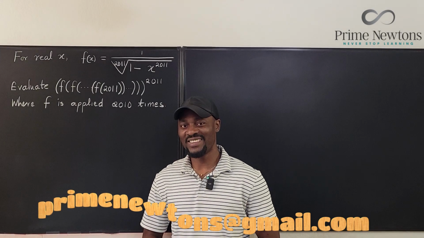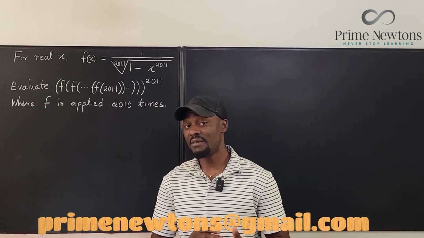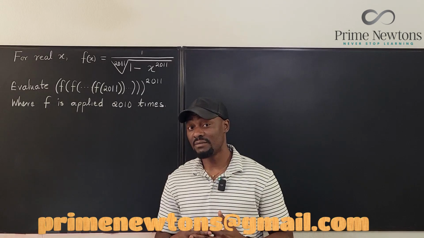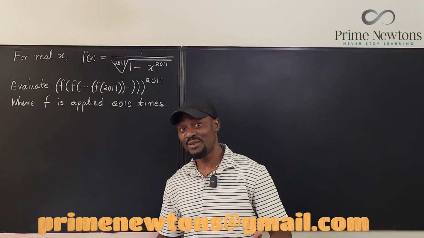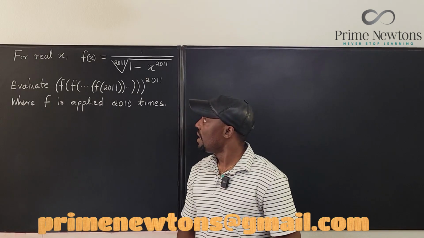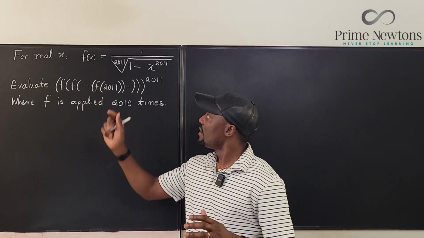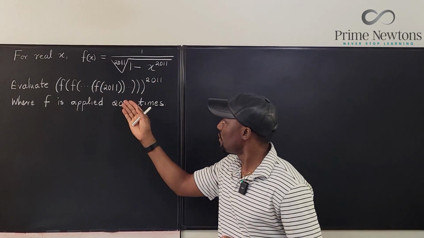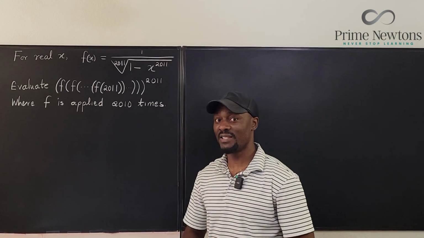Welcome to another video. This problem is from the Harvard MIT Mathematical Tournament of 2011. And that's why you see 2011 as an exponent. It's a typical thing that happens. So, for real x, f of x is equal to 1 over the 2011th root of 1 minus x to the 2011.